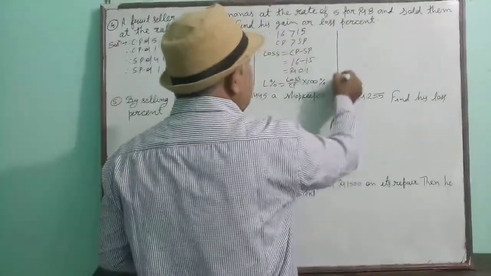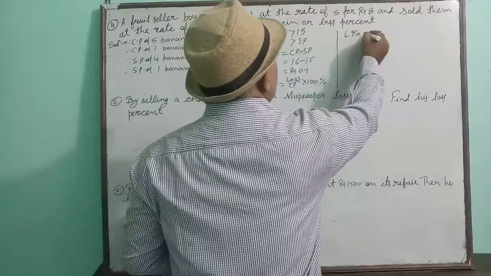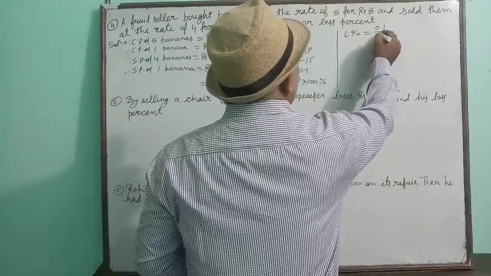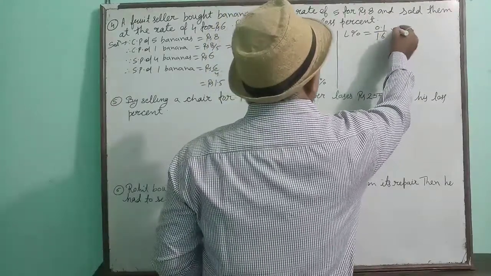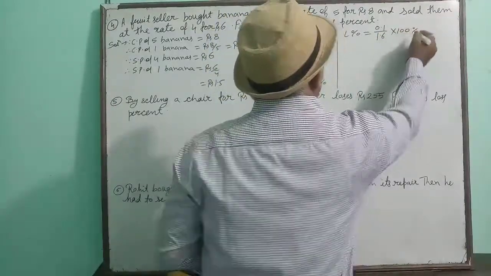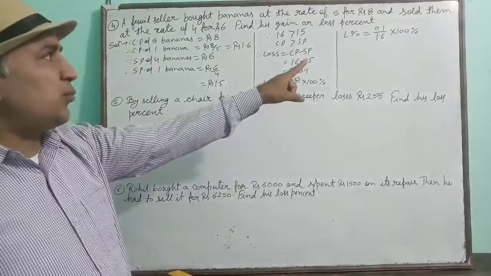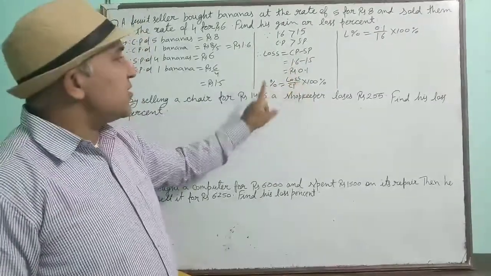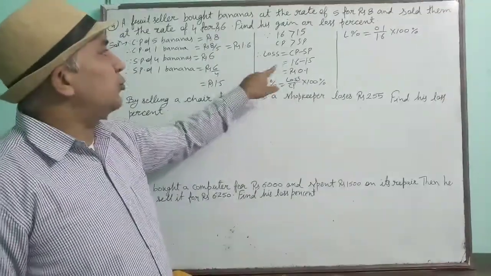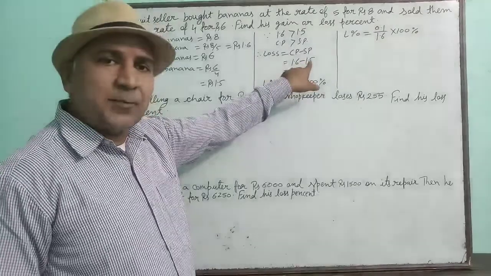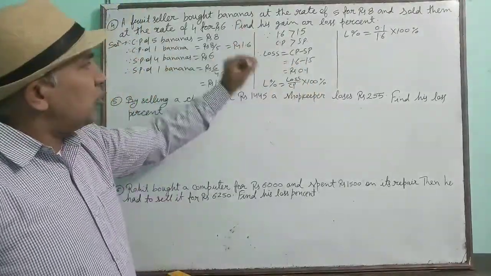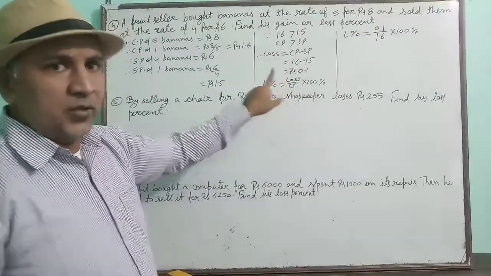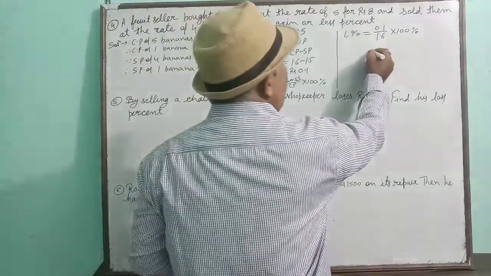Now put the value and calculate it. Loss percent is equal to, loss is 0.1, cost price is 1.6 into 100%. Yes children, this is the noted point. You will put the cost price of 1, because gain or loss you are able to know by finding cost price and selling price of 1. That is why in your every formula you will put the cost price of 1. Okay, now solve this and get your answer.